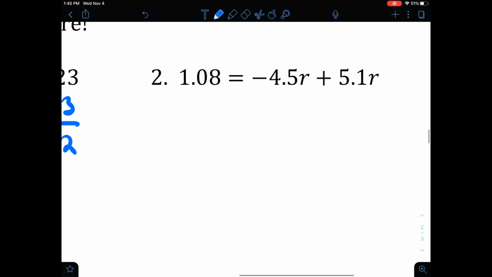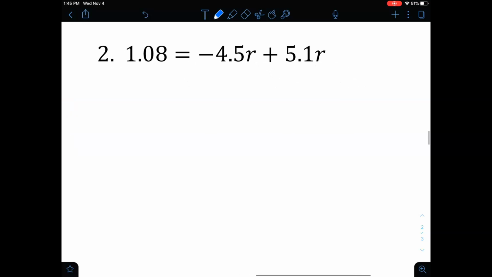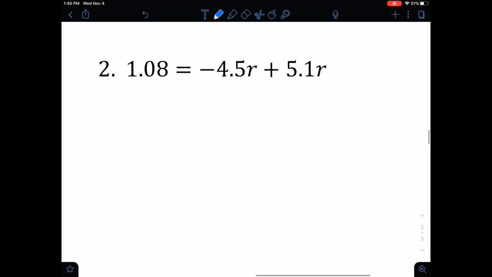Okay, number 2, 1.08 equals negative 4.5r plus 5.1r. Okay, first things first, anything to distribute here? No. Any like terms? Yes, we got negative 4.5r and 5.1r. So we got 1.08 equals negative 4.5 plus 5.1, which is 0.6r.